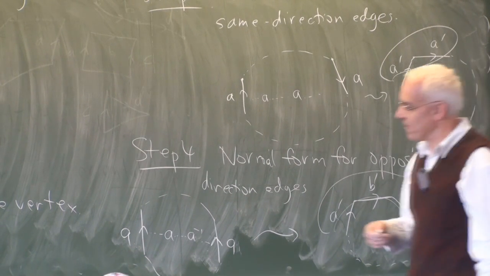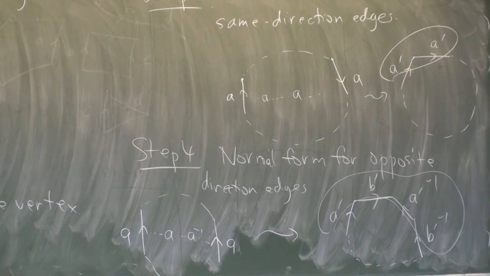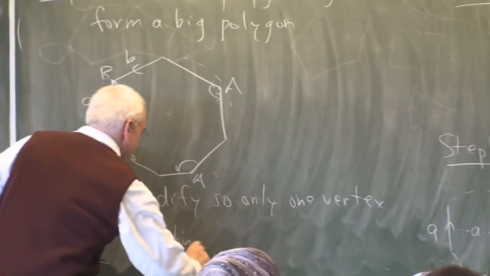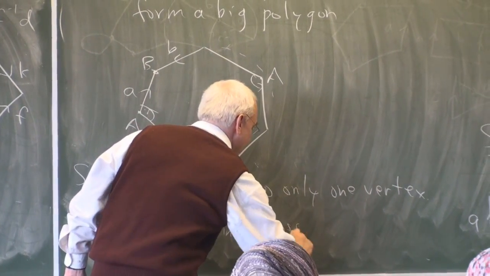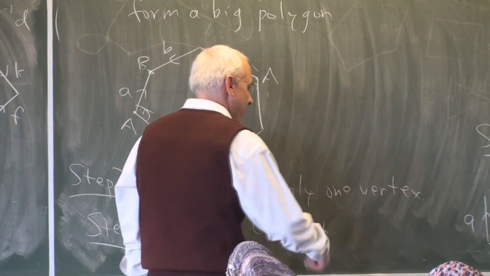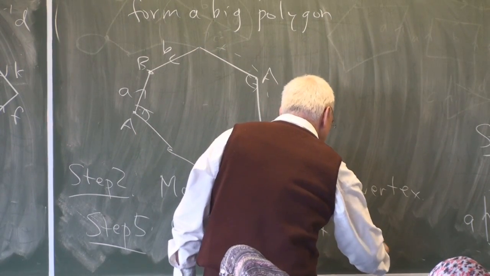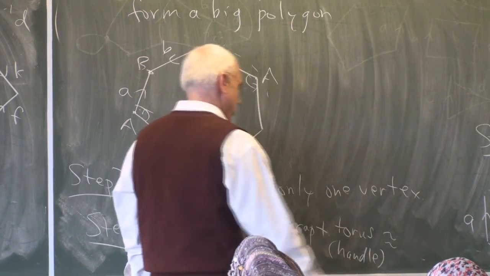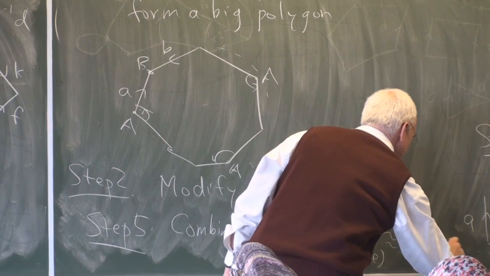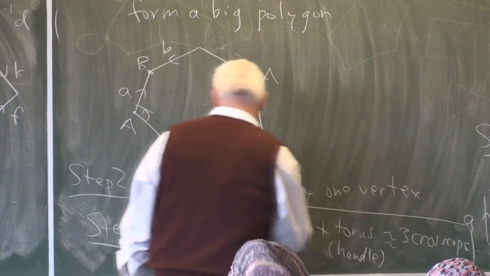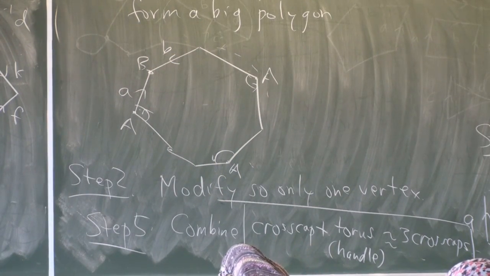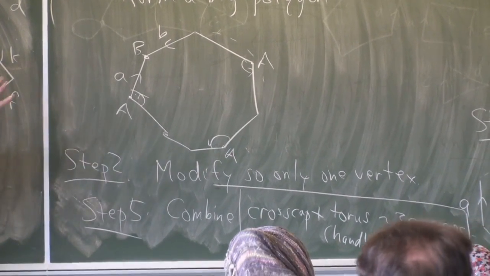Okay. And then there's a fifth step, step 5, which is kind of a trick, which allows us to combine a cross-cap plus a torus, or sometimes called a handle, to 3 cross-caps. And then with that, we'll be able to put every surface in its proper place.